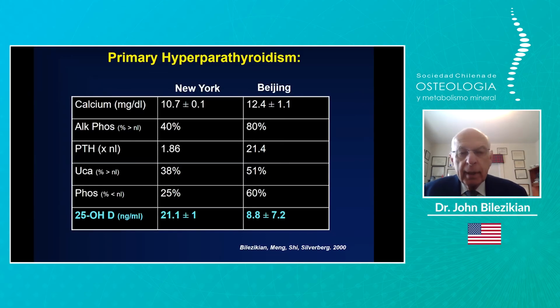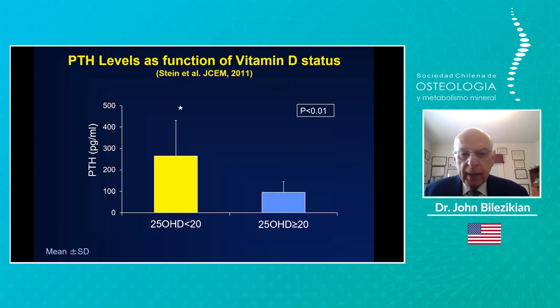And this table compares the two groups in terms of their biochemistries. And I'm going to quickly direct you to the 25-hydroxy vitamin D level. In the group from Beijing, the average level was only 8.8 nanograms per ml, while the group from New York had an average 25-hydroxy vitamin D of 21 nanograms per ml.